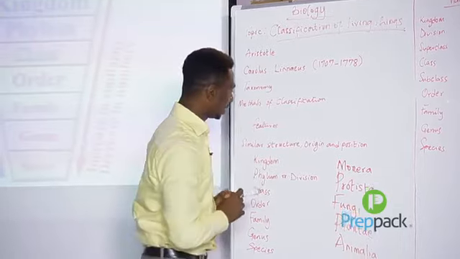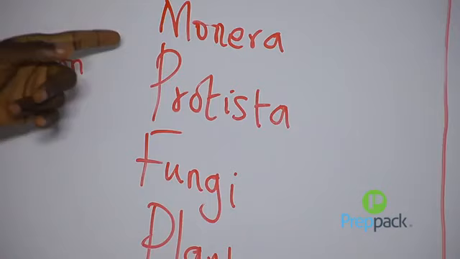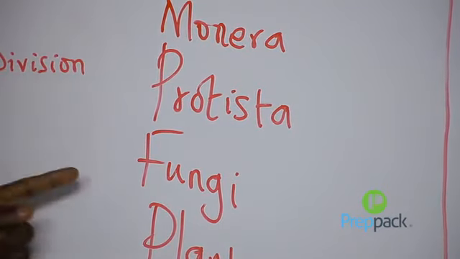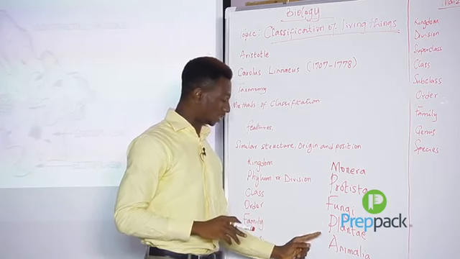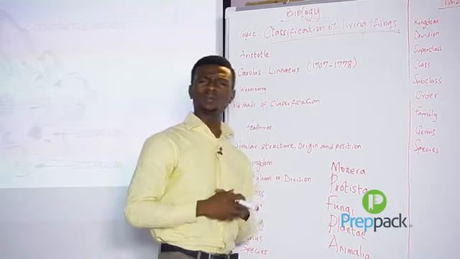Now let us come back to the 5 kingdom classification of living things. Remember that I said that the first of them is the what? Kingdom Monera. Second, Kingdom Protista. Third is what? Kingdom Fungi. The fourth is Kingdom Plantae. And of course, the fifth is the Kingdom Animalia. Let us take Kingdom Monera.